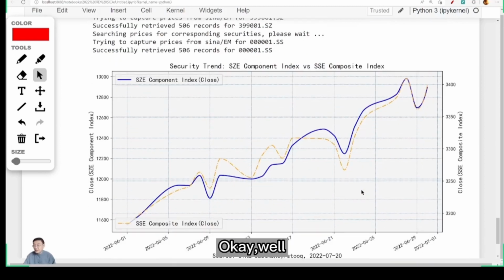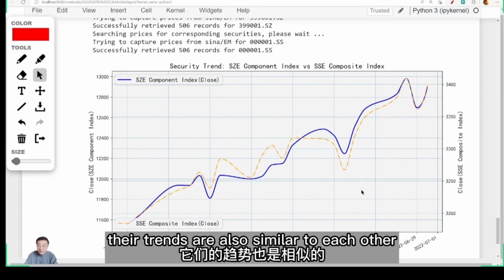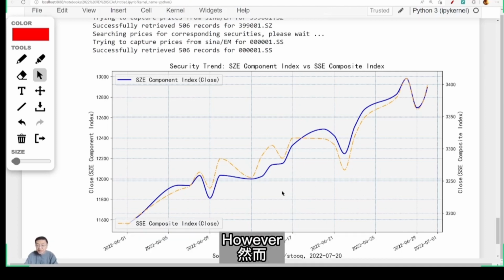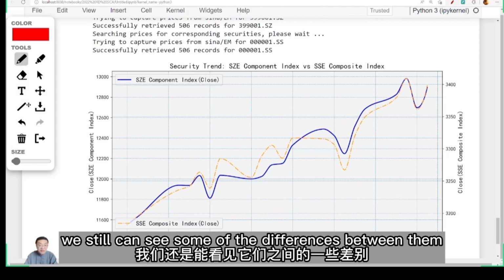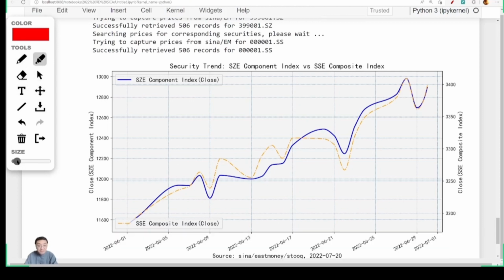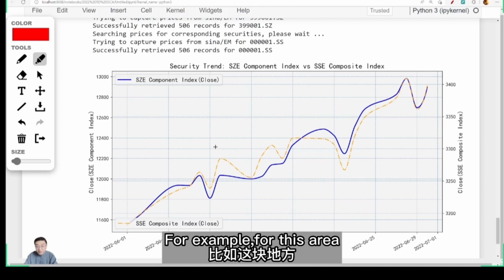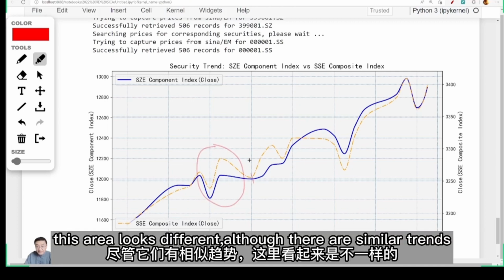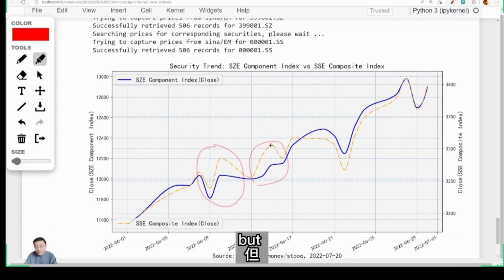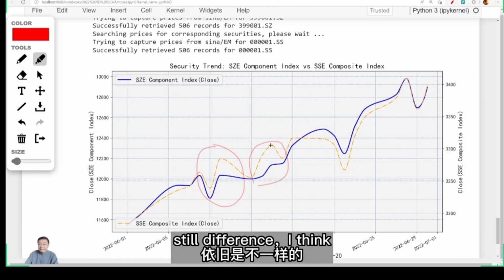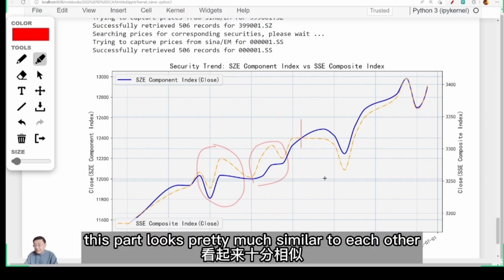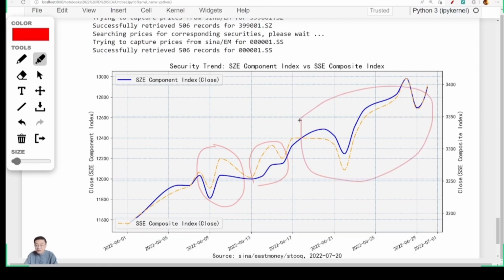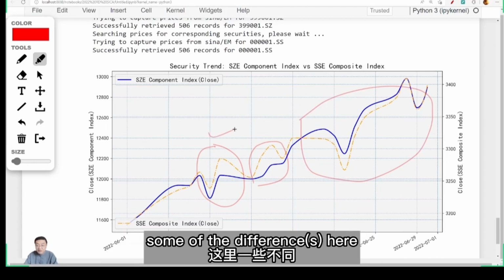Okay, well, even in the short run, their trends are also similar to each other. However, we still can see some of the differences between them. For example, this area looks different. This area looks different. Although there are similar trends, still different, I think. And this part looks pretty much similar to each other. We can see some of the difference here, some of the difference here.